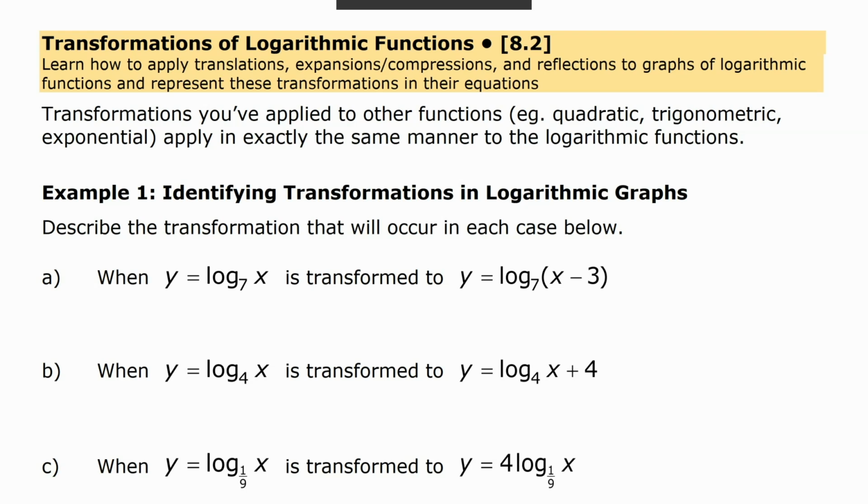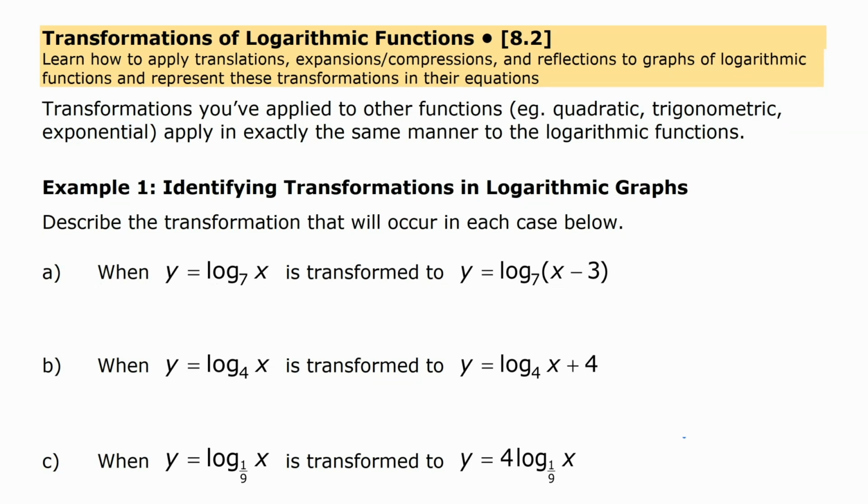Now, we're not going to go too overboard with the number of transformations we do here with logarithmic functions. We may do 1 or 2, not to the extent you might have done when you worked with transformations of quadratics or trig functions, or even exponentials for that matter. So the first thing we're going to do is look at a pair of equations and identify what transformation has happened. So in this first part here, our base function is log base 7 of x.